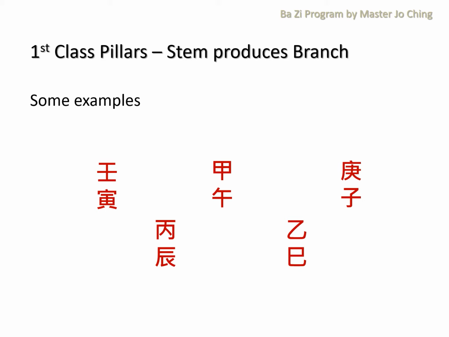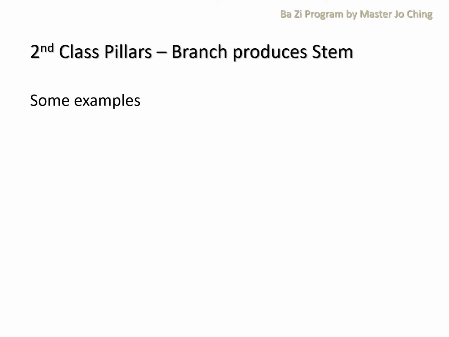So let's do one more. Let's look at 庚子. So 庚 is metal, 子 is water. So metal produces the water. Okay. Next, let's go to the second class pillars, when the branch produces the stem.